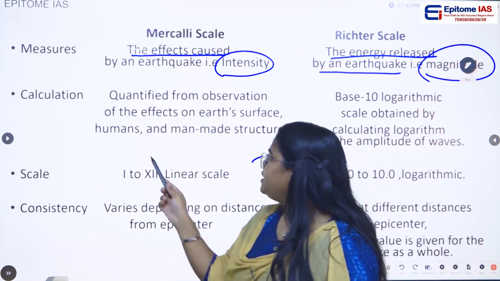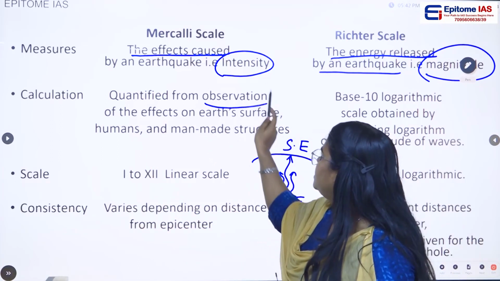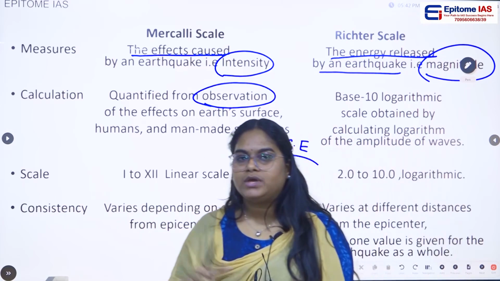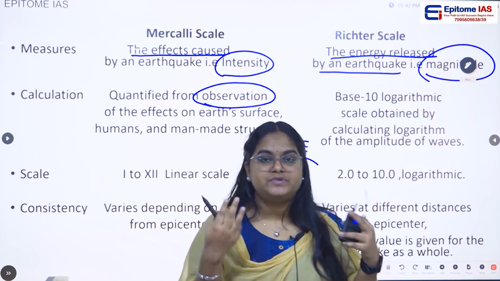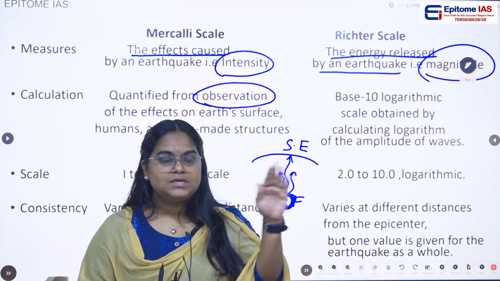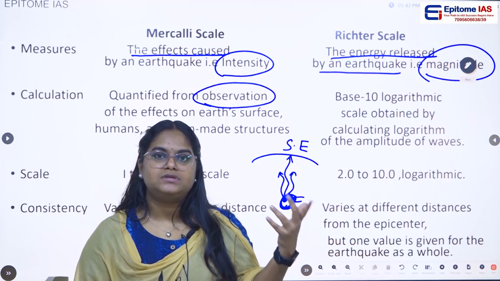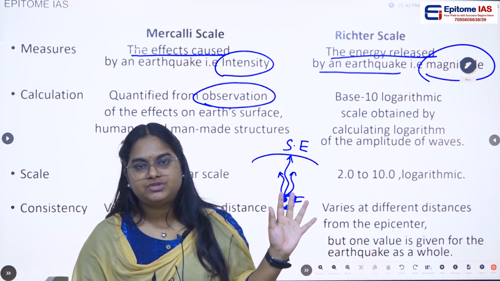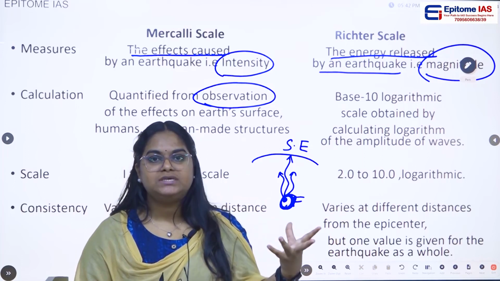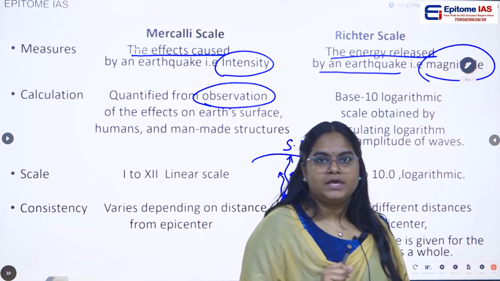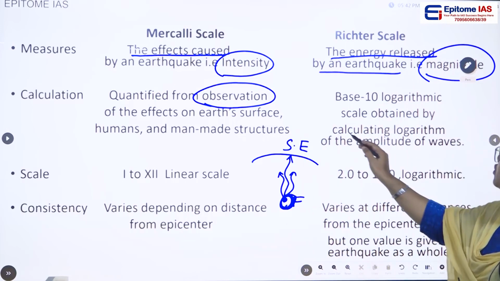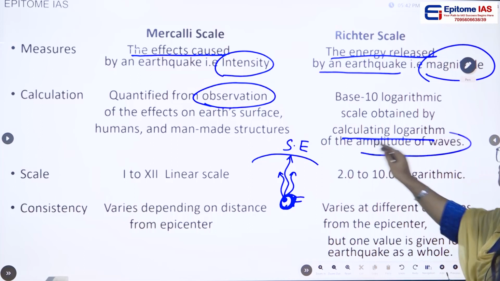And the second point is that it is quantified from the observation of the effects on the earth's surface. How can you calculate this? By observing the damage that happened on the earth's surface. How many people died or how many man-made structures got damaged. By doing this, they calculate the impact, the intensity. But in the case of the Richter scale, they are going to calculate the amplitude of the wave.